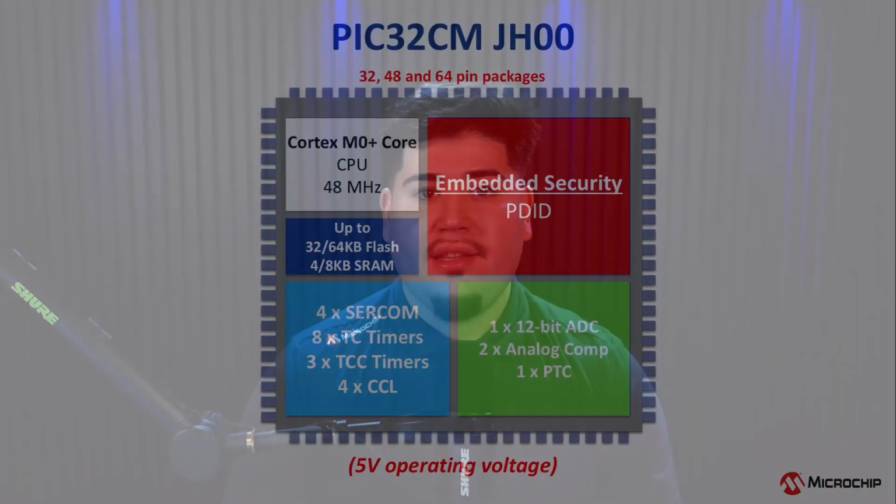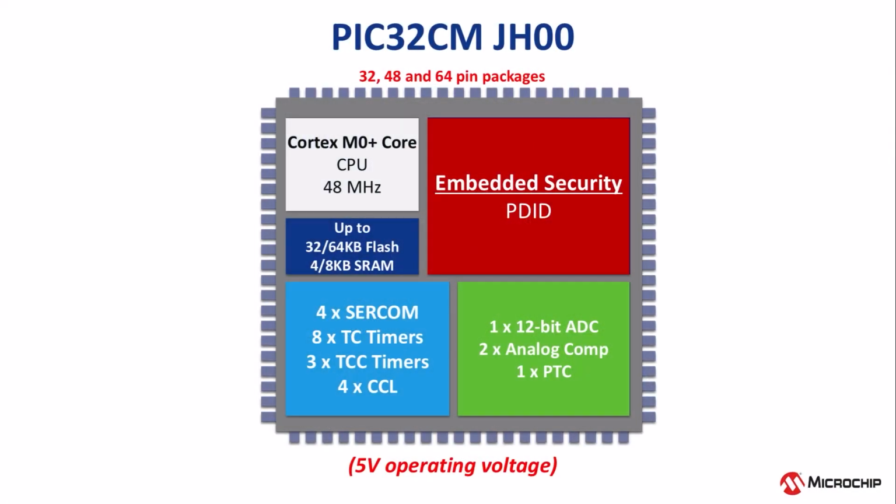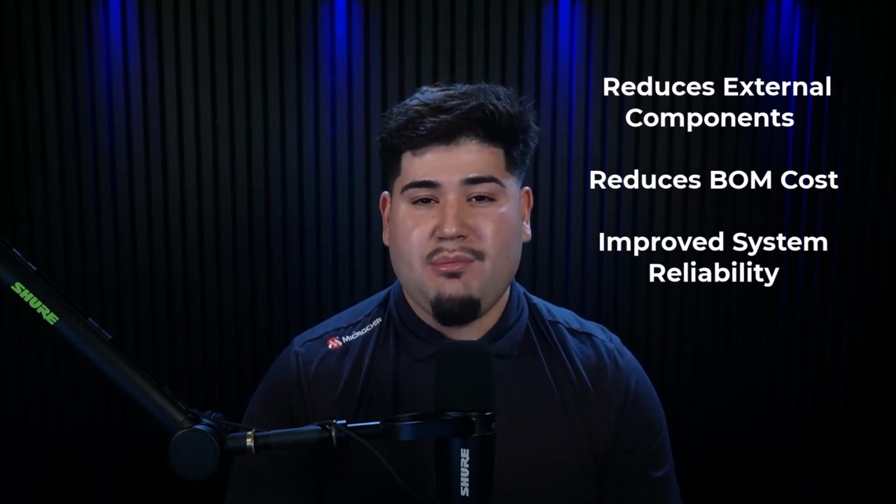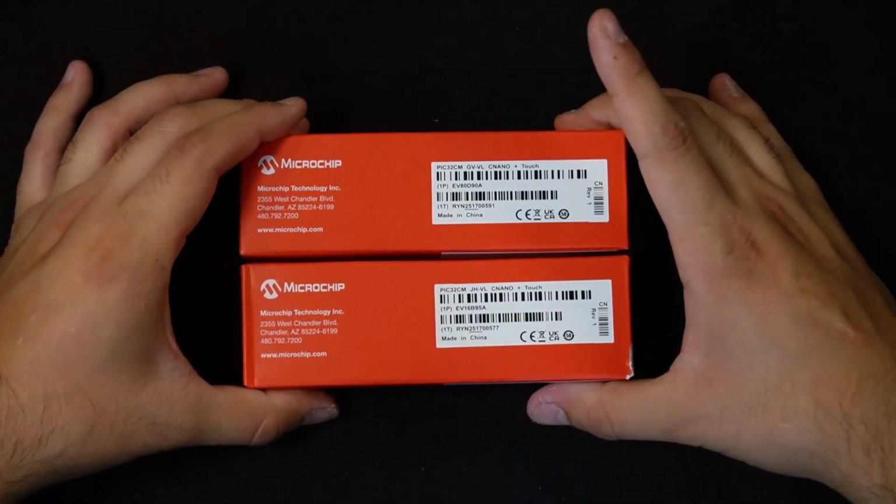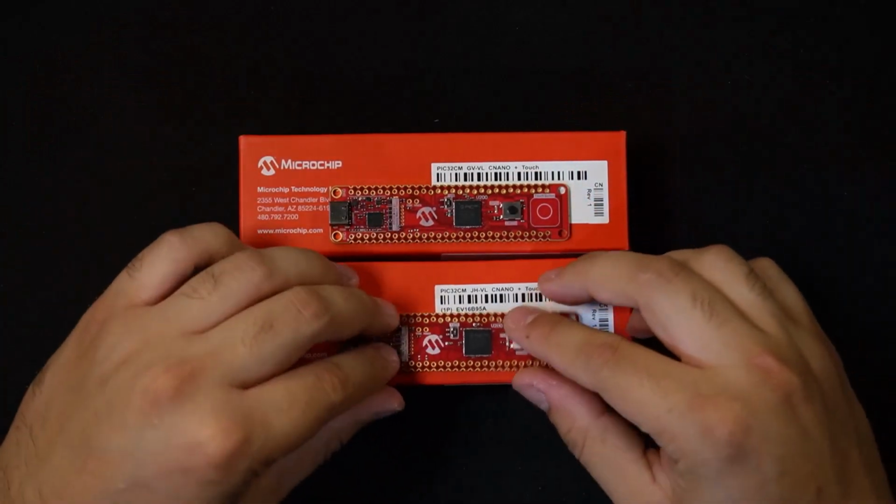On the other hand, the PIC32CM JH00 operates at 5 volts, offering stronger noise immunity for industrial and electrically noisy environments. It features 16-bit and 24-bit timers for motor control, signal generation, and precise timing tasks. Both families support functional safety and meet AEC-Q100 standards, making them suitable for automotive and safety-critical applications. With the rich set of integrated peripherals, they reduce external component count, lowering BOM costs, saving board space, and improving system reliability.